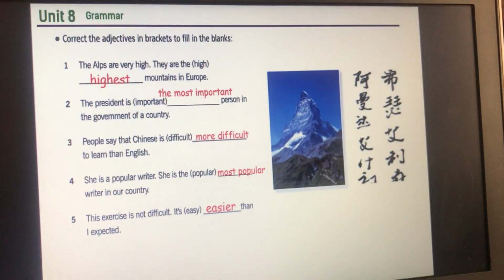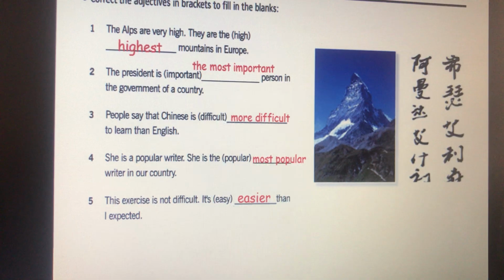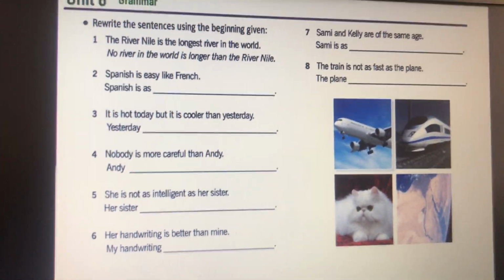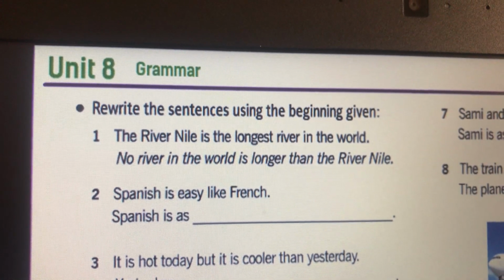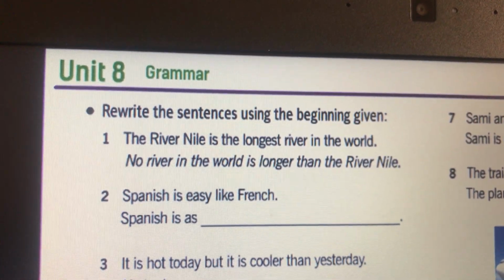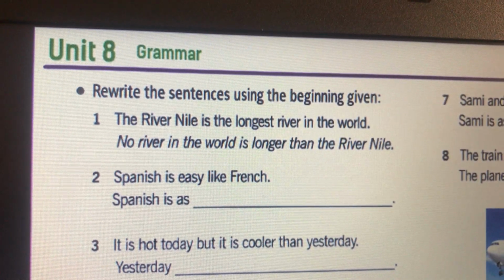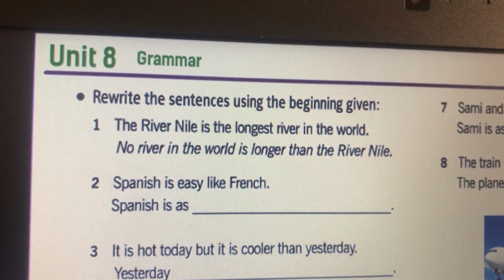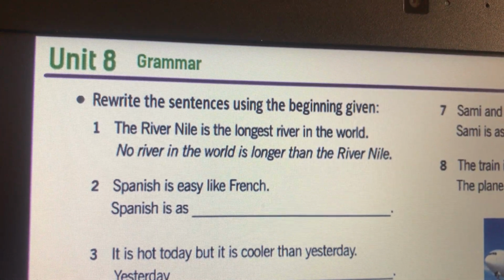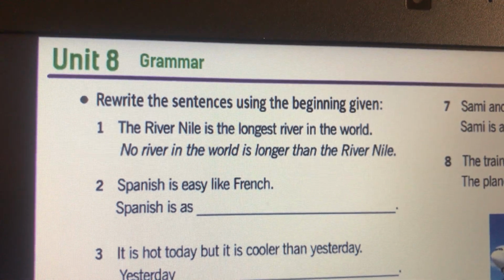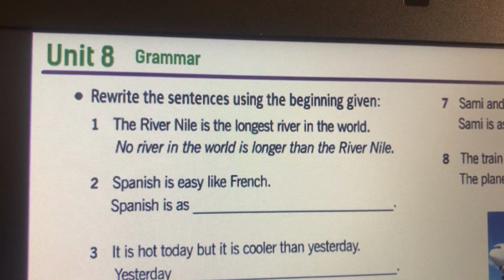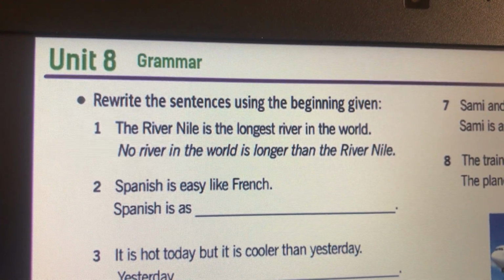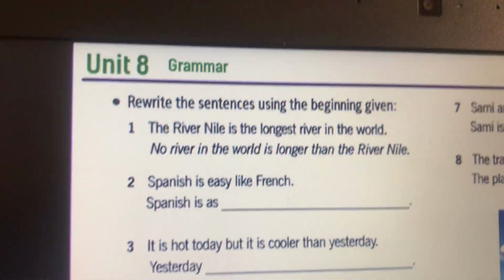Let's move to the next slide. Look at this. Rewrite the sentences using the beginning given. استخدم المثال المعطى في البداية. 1. The river Nile, نهر النيل, is the longest river in the world. Look, no river in the world is longer than the river Nile. And so on. Look at this.